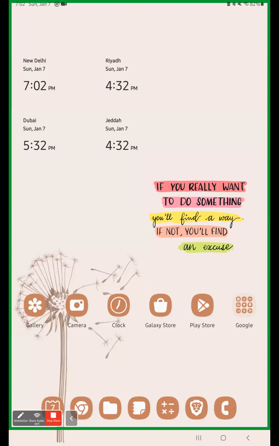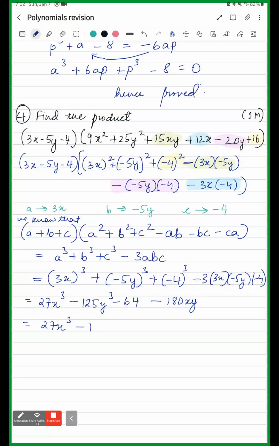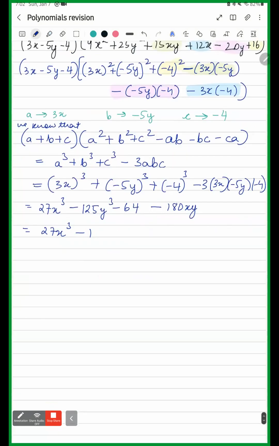So 27x cube minus 125y cube minus 180xy minus 64. Right? You don't have to do this step. This step is not necessary. You can end it at this step as well.